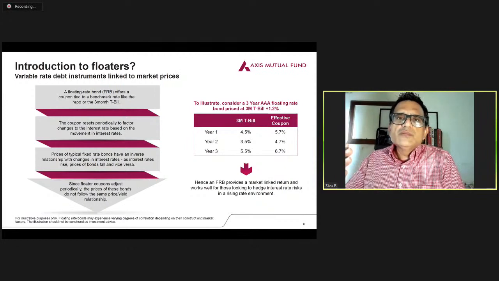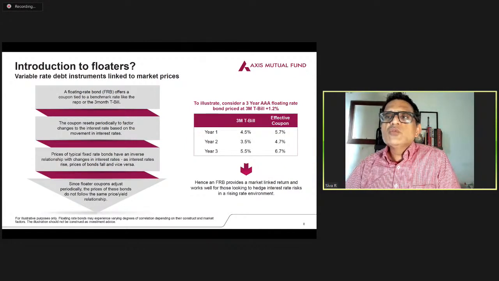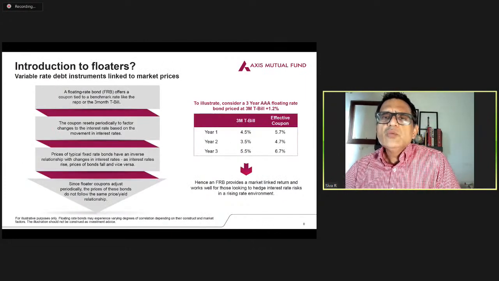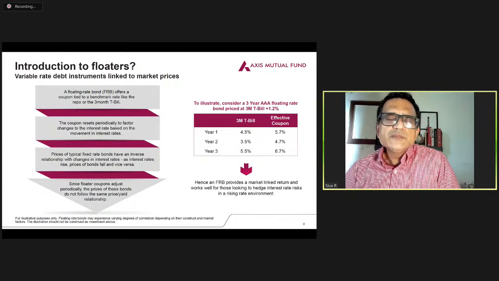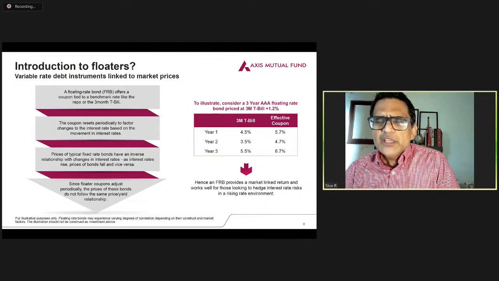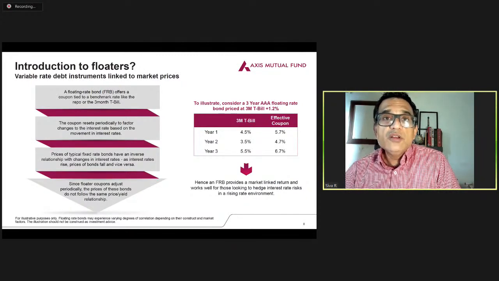the bond increases. So illustratively, we've shown a bond here, on the right, where let's say you have a bond which is a 3-month treasury bill plus 1.2%. So if the 3-month treasury bill rate is 4.5% today, then the coupon on that bond is 5.7%, 1.2% higher. If the rates were to fall, then the coupon also falls. And if the rates were to rise, then the coupon would rise.